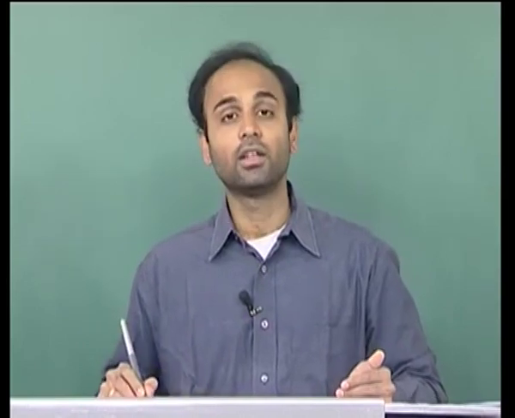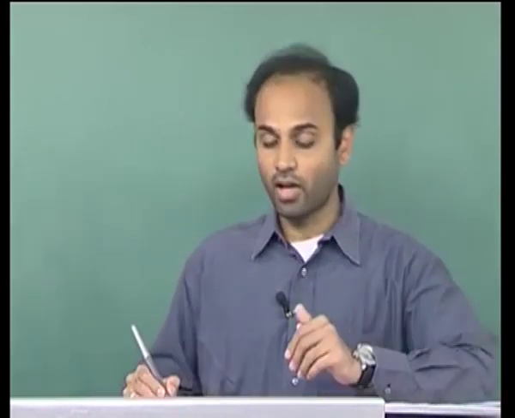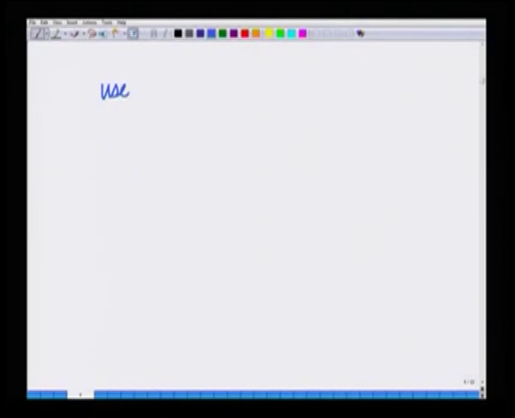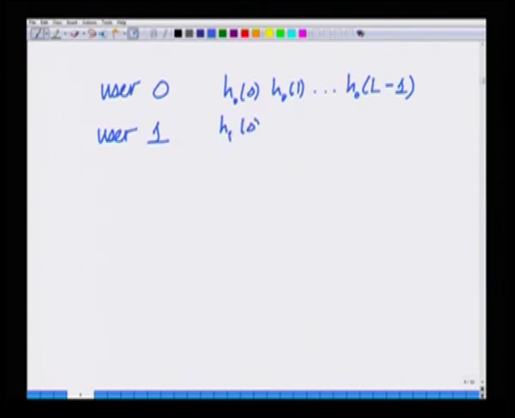So, if I were to represent these channels, we have user 0, his signal propagates through his multipath channel, which is H0 of 0, H0 of 1, so on up to H0 of L minus 1. User 1's signal propagates through his own multipath channel, which is H1 of 0, H1 of 1, up to H1 of L minus 1.